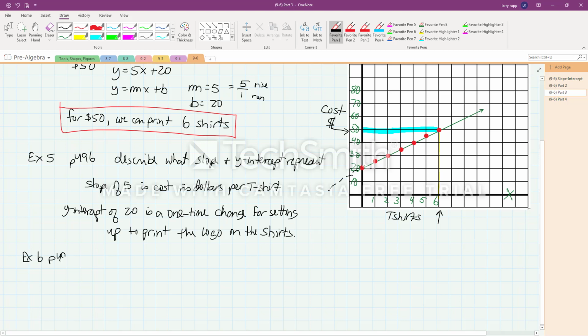The last one we're going to do here is example 6. It's again on page 496. And this says, is the total cost proportional to the number of t-shirts?